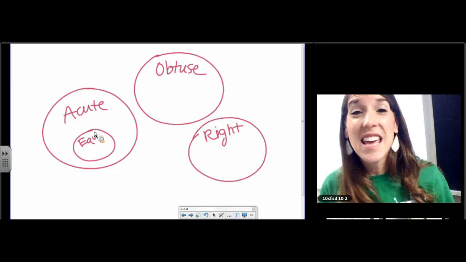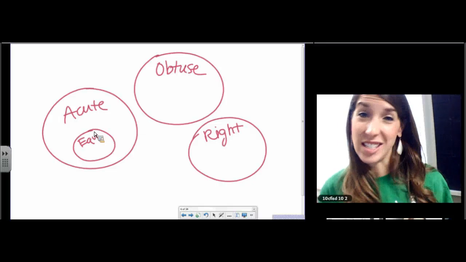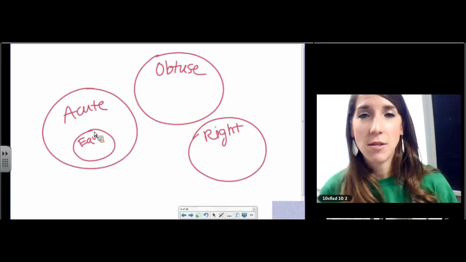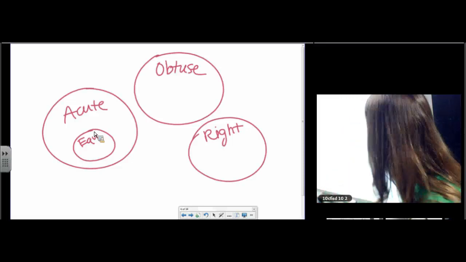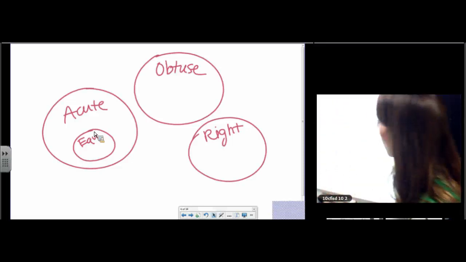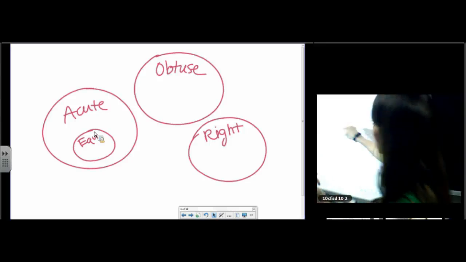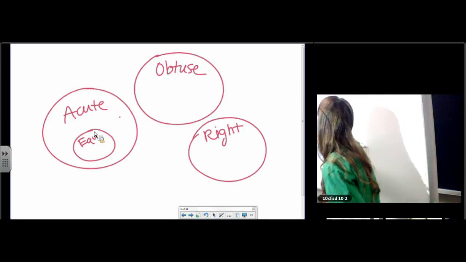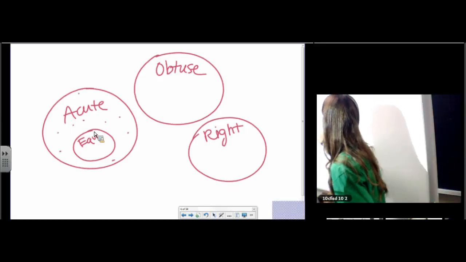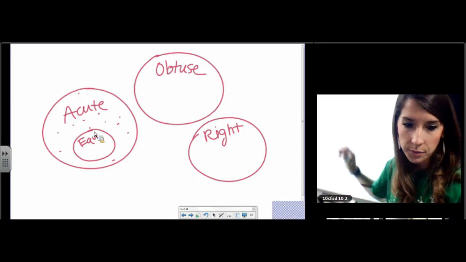Yeah, because if it's equiangular, its angles are 60, 60, 60, and those are always acute angles. So that's what a Venn diagram representation would look like. All equiangular triangles are acute, but not all acute triangles are equiangular. There's lots of acute triangles that fall here that are not equiangular.